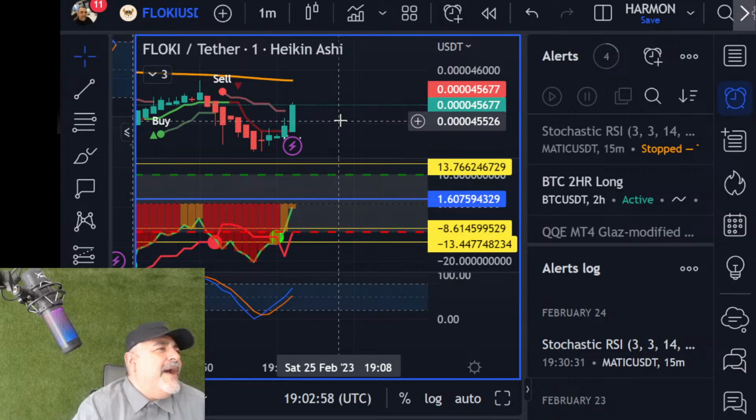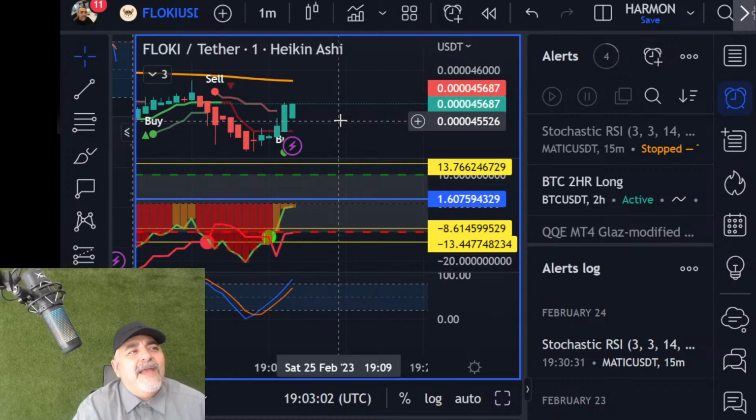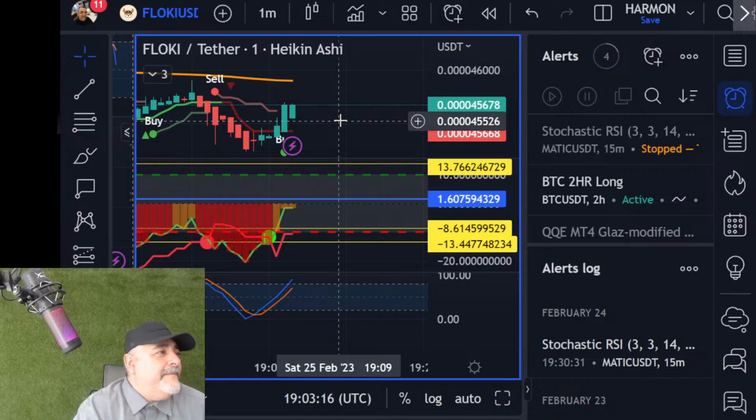What platform are you buying these on? Guys, we are buying all these on MEXC. Now, if we get a red candle here, I'm going to jump into a short on this red candle. If we get a red candle here.